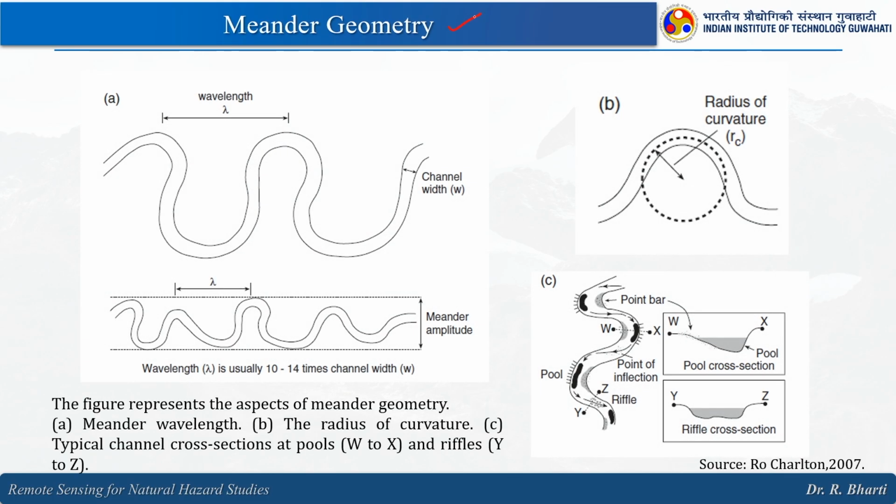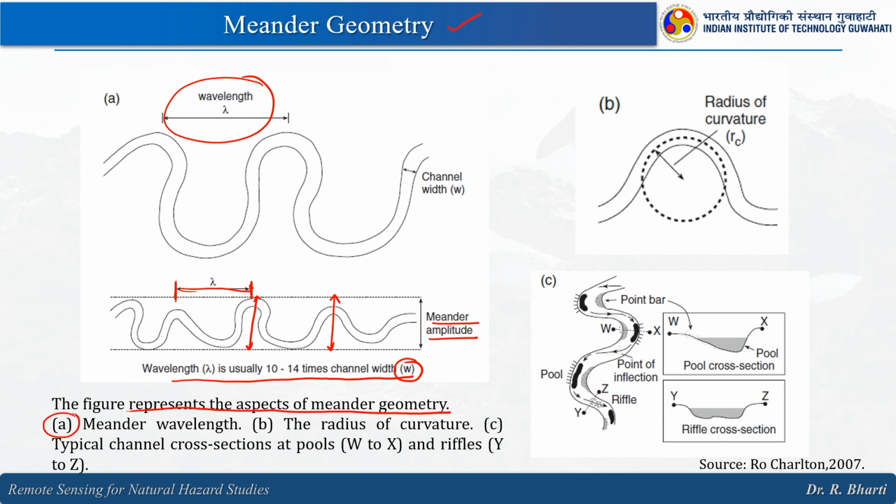When we see the meandering geometry, so here like a wave, you can also define the wavelength here, right. So, wavelength is usually 10 to 14 times channel width. So, that is your W, right. So, here this is the lambda, because we are considering this as a wavelength, and this is the meander amplitude, at what rate or how it is meandering, right. What is the maximum distance which is covered. So, the figure represents the aspects of meander geometry.